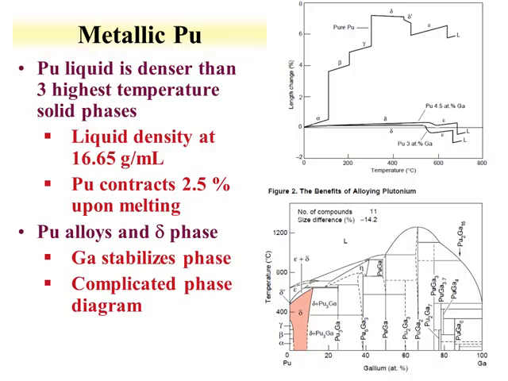So for plutonium metal, we see that the liquid is denser than the three highest temperature solid phases. Liquid density is 16.7 grams per milliliter, whereas the three highest temperature phases are less than that. For this reason, materials that are made with plutonium are often alloyed so that behavior can be consistent.